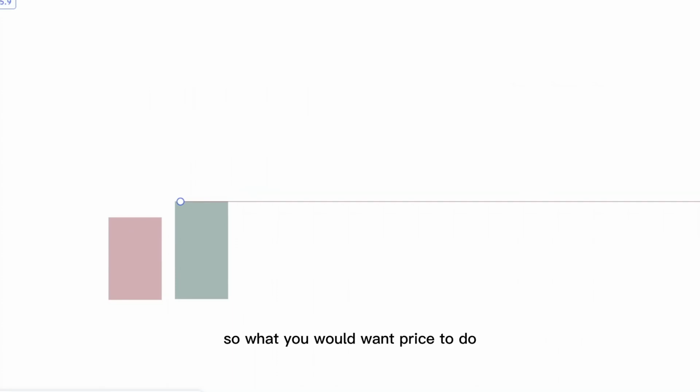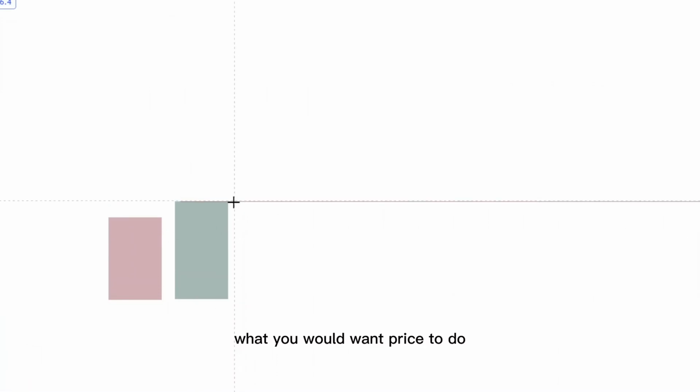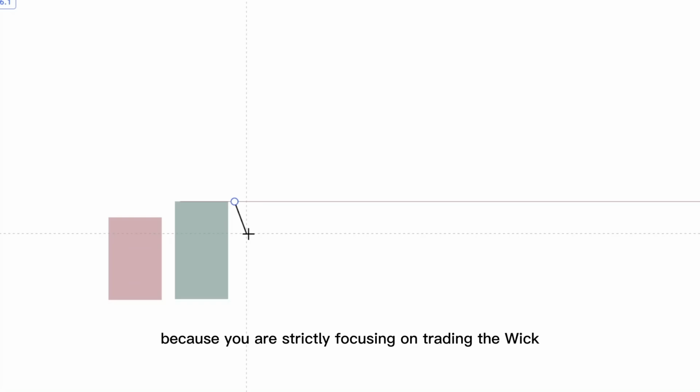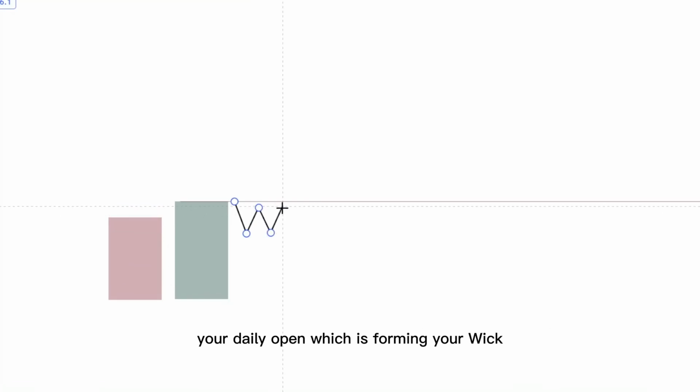So what you would want price to do is obviously be under your open. Why under your open? Because you're strictly focusing on trading the wick. You're trying to get in at the lowest position you can for the highest reward. So you would want an accumulation to happen underneath your daily open, which is forming your wick.